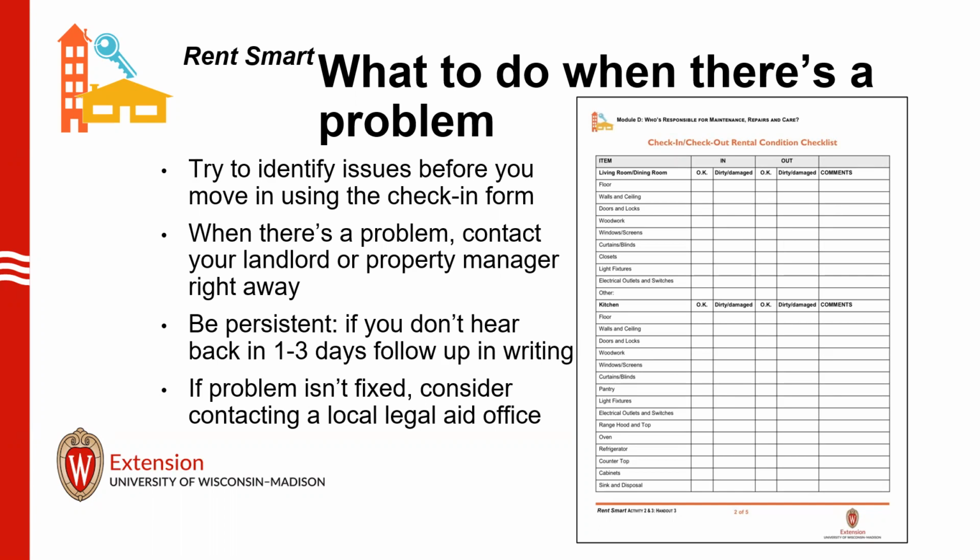If there's a problem when you're already living in the apartment or home, it's really important to contact your landlord or property manager right away. And depending on the severity of the problem, it's really important to be persistent. If you don't hear back within 1 to 3 days, definitely follow up in writing or with more phone calls or with an email. And if the problem isn't fixed, and if it's something that's threatening your security or your well-being, remember that you have the right to get help with that. And so you can consider contacting a local legal aid office to step in and help.